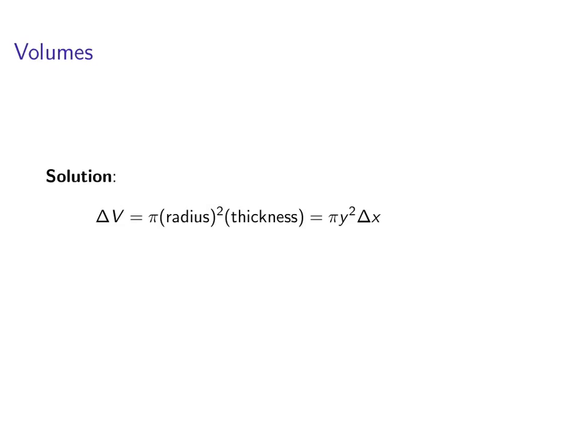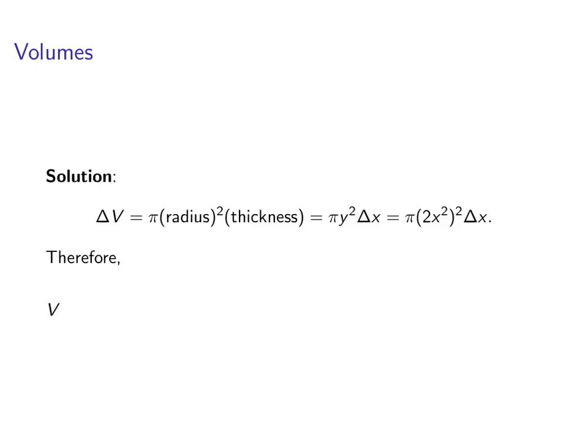Y is going to be the radius of the cylinder, because in the picture, the radius is the little slice that I sketched, and that distance is just a y distance. And of course, y is just equal to 2x squared, so we can replace that in there. So really our delta V is pi times the quantity 2x squared, quantity squared, times delta x.